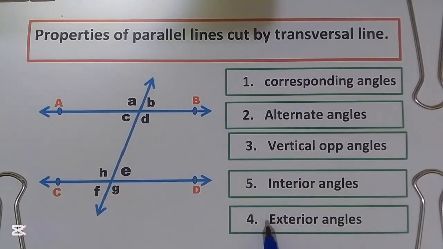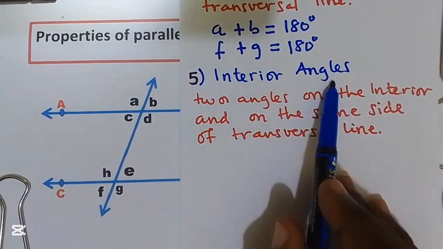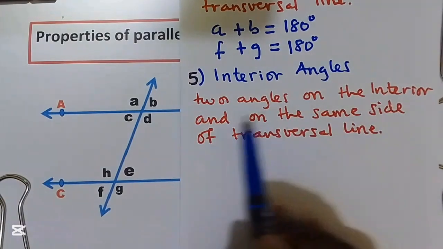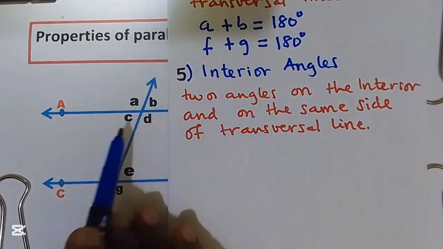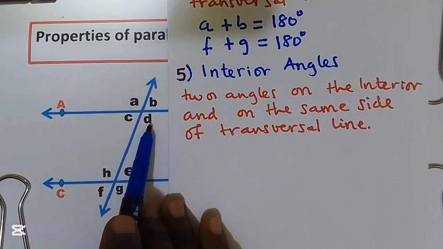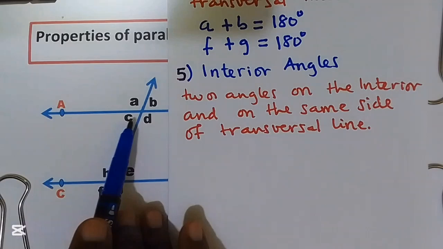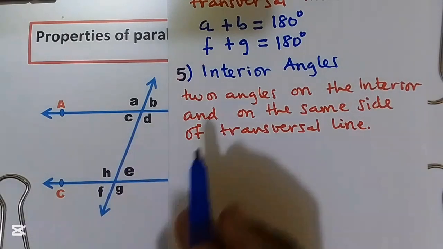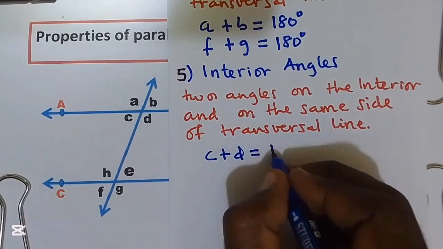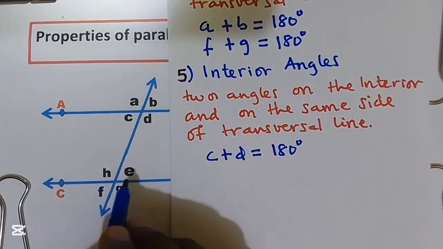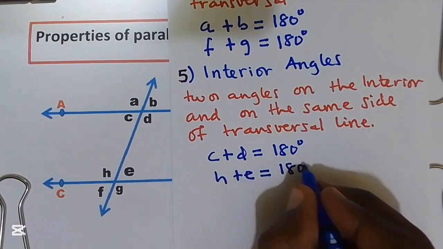Let us go to the last property, that is interior angles. Interior angles are two angles on the interior and on the same side of the transversal line. Example, angle C and D, they are interior, and also angle H and E, they are interior. The sum of these two angles is equal to 180. That is C plus D is equal to 180 degrees, and H plus E is equal to 180 degrees.